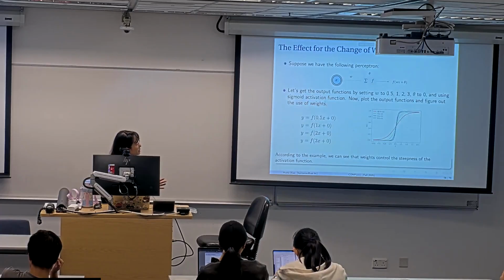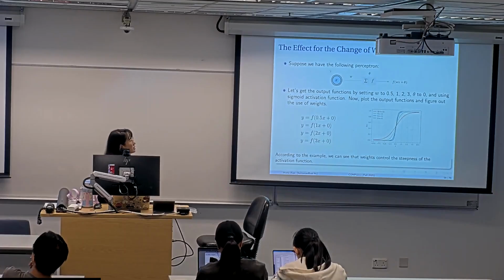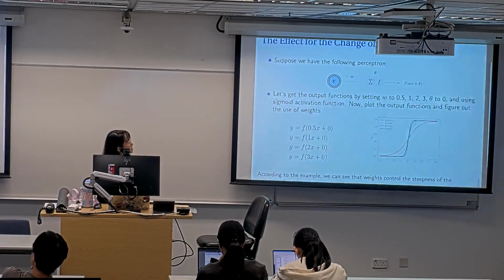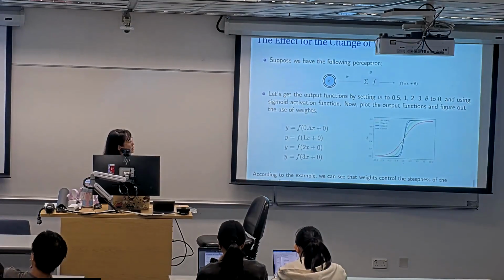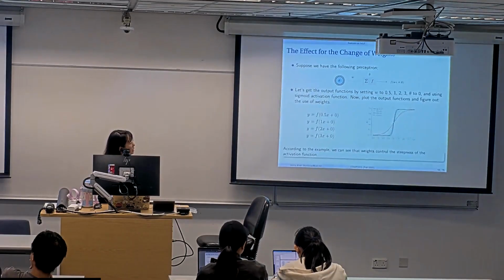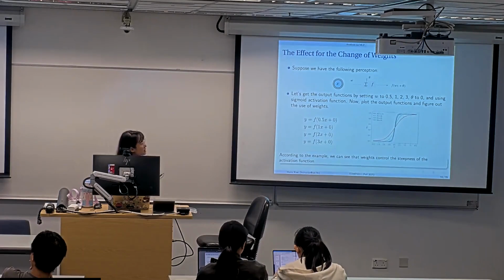So here are some empirical results to show the effects of changing weights. Suppose we only have this perceptron. It's a single perceptron. We only have 1D input, so we have this one edge. Suppose it's W, the weight parameter, and this perceptron itself has the bias parameter theta. So let's get the output functions by setting W to different values. We select W to be 0.5, 1, 2, 3, and we always fix theta to 0. And suppose we use the sigmoid activation function.